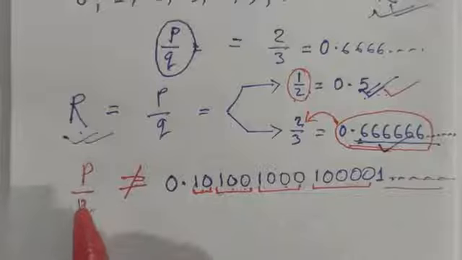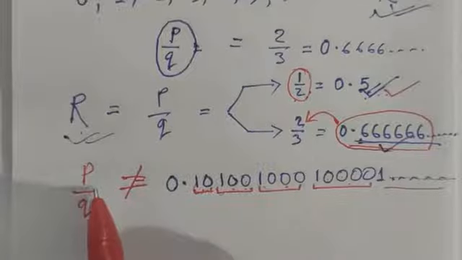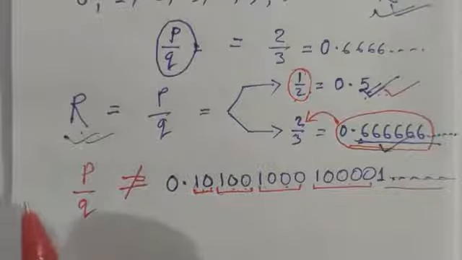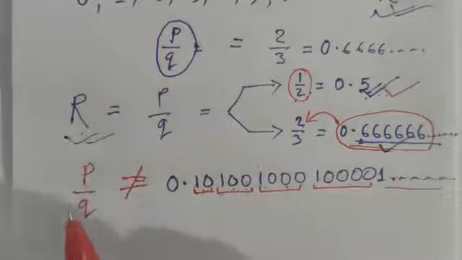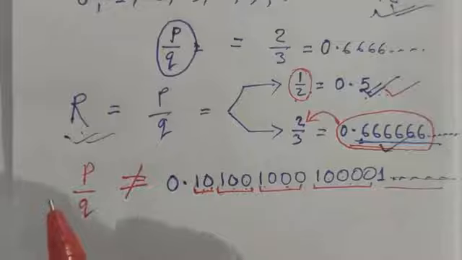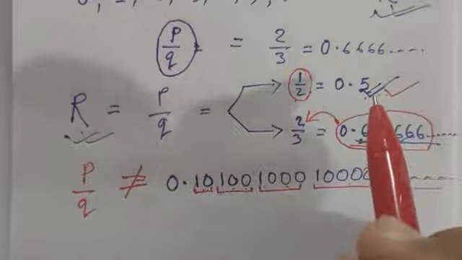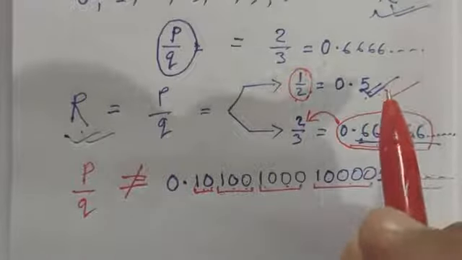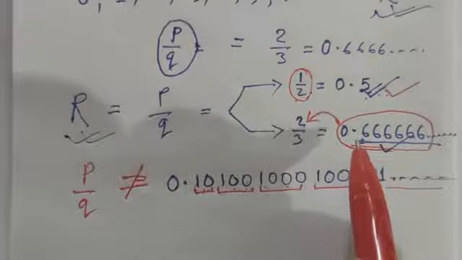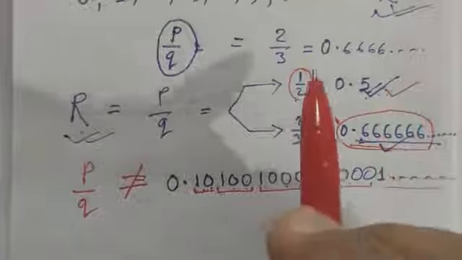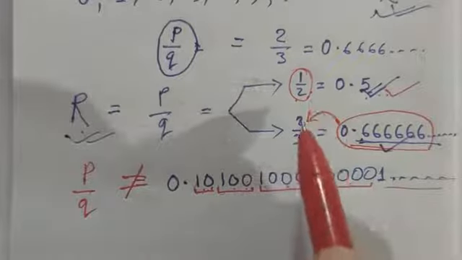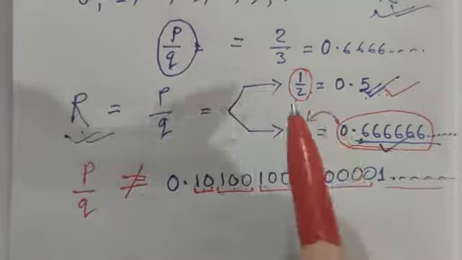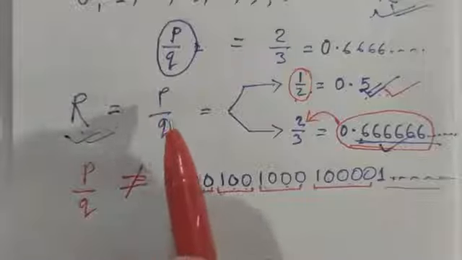Those numbers which cannot be expressed in the form p by q are called the opposite of rational. They are called irrational numbers. Make it clear. We have three types of decimal expansion. One is terminating, the other is non-terminating but repeating. Both these cases give us p by q form. We can express them in the form p by q, and they are called rational numbers.